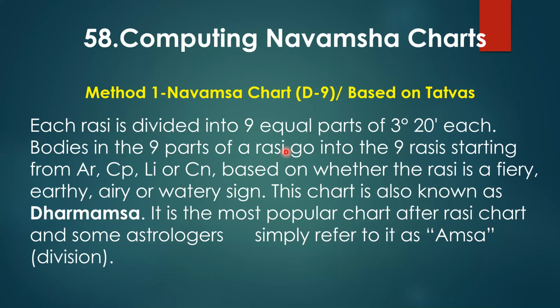Computing the Navamsa chart. Each Rasi is divided into 9 equal parts, that is 3 degrees 20 minutes. We already saw this, because it's 9 equal parts. That is 9 padas, 9 portions from the nakshatras. Each and every nakshatra has 4 portions.